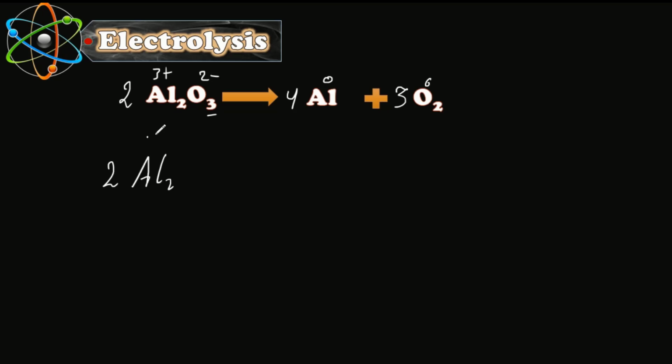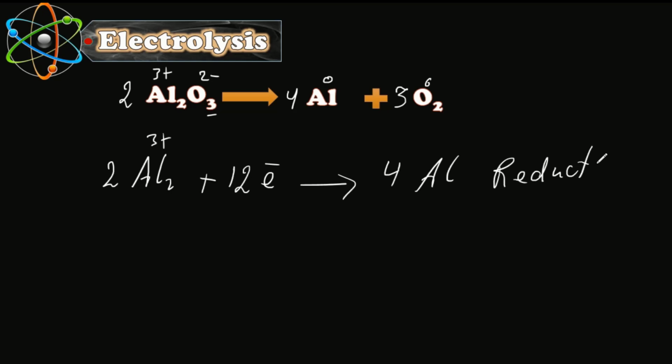This aluminum 3 positive will gain, every atom will gain how many electrons? Will gain 3. So 2 times 2, 4 times 3 is going to be 12. So this will gain 12 electrons to give us 4Al. Now this is reduction. Where is it going to happen? At the cathode, because the cathode negative will attract the positive.